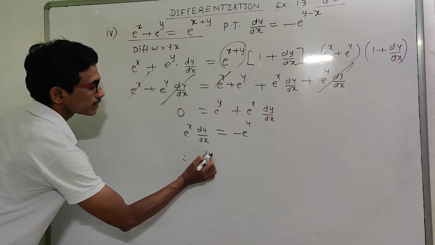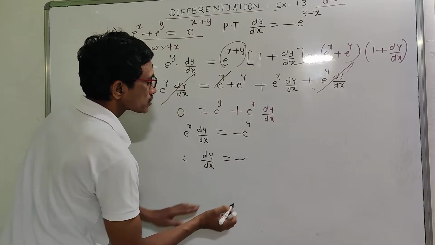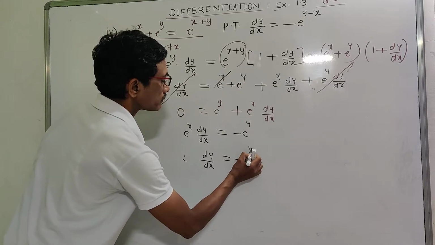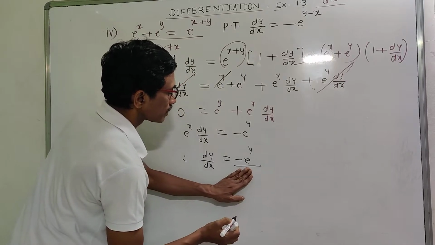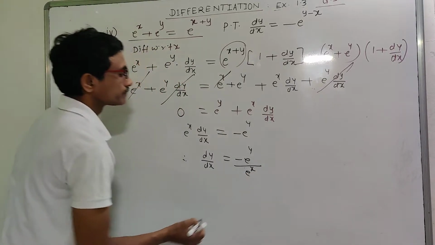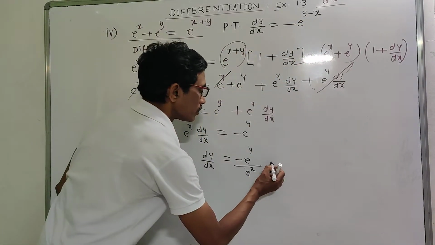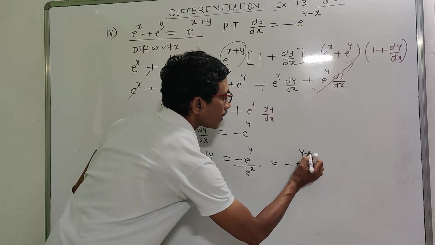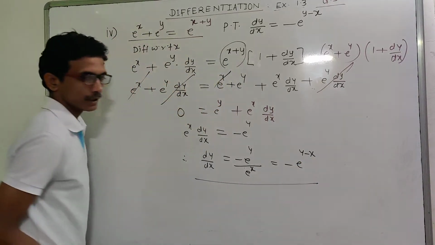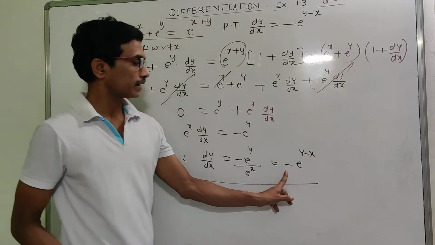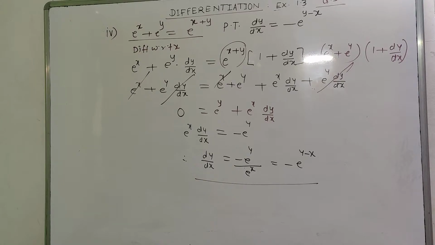So dy by dx, which is required, is minus of e raised to power y upon e raised to power x. Now as we require y minus x, by the law of indices it is e raised to power y minus x. This is required to show: dy by dx is minus of e raised to power y minus x.